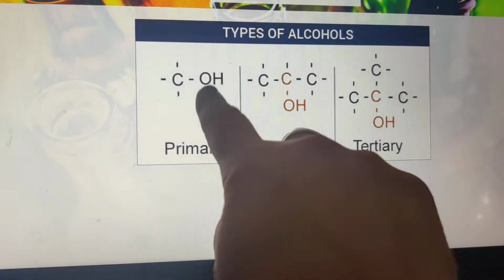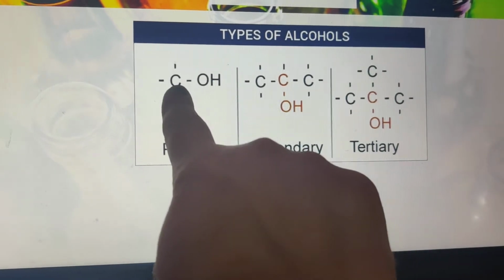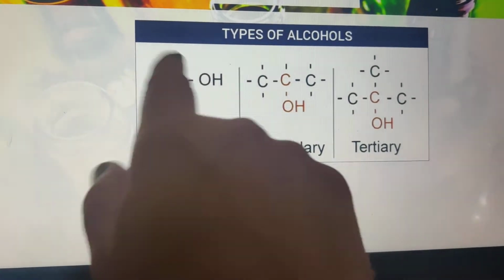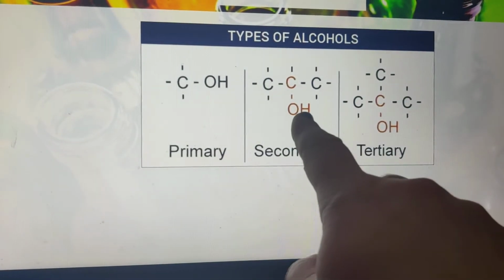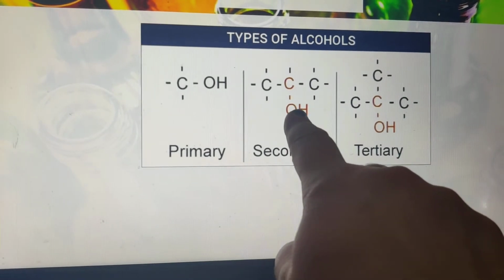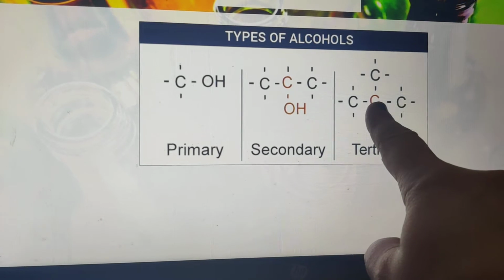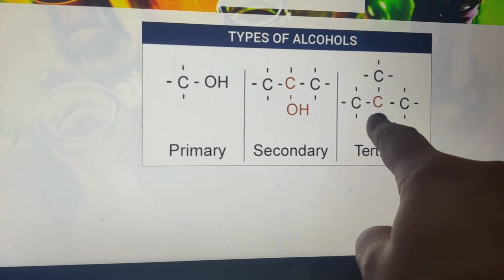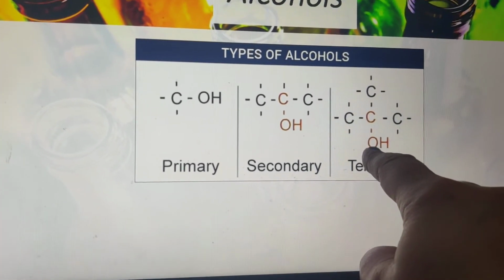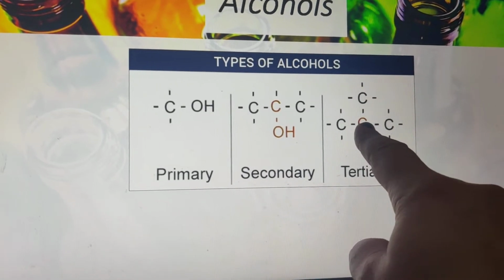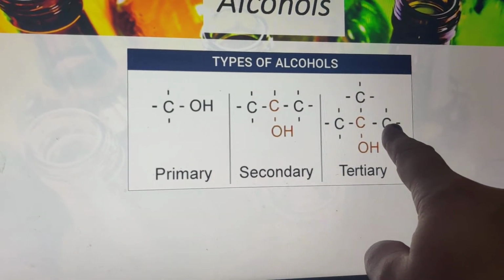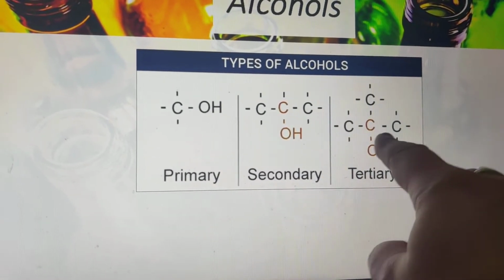So primary alcohol, oxygen is attached to one carbon that is attached to one other carbon. Secondary, OH is attached to a carbon that's attached to 2 other carbons. And tertiary, so you need at least 4 carbons in total for this to work, the OH group is attached to a carbon that is attached to 3 other carbons. So you end up with this quite complex branched structure there.